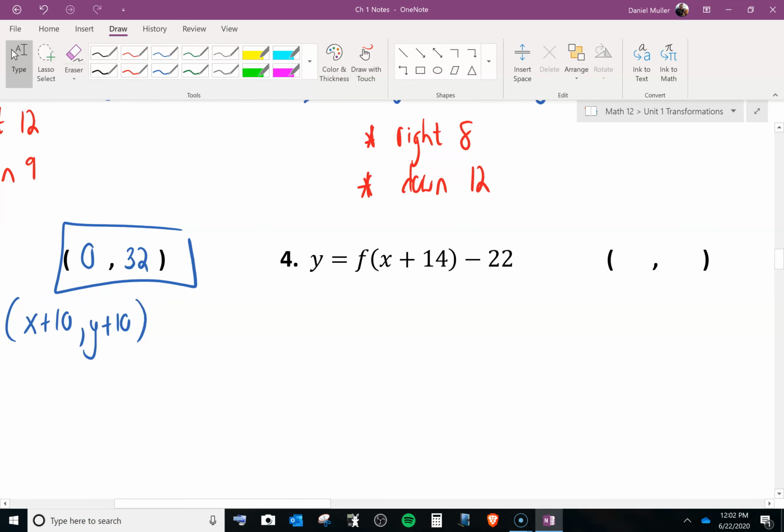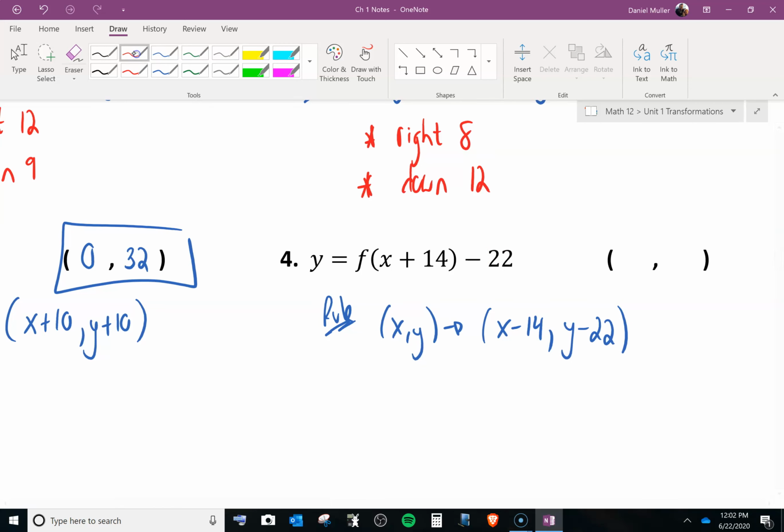And lastly, for our rule, we're going to take an x and y coordinate, and for the x it says plus 14, so I'm going to minus 14. And for the y on the outside it says minus 22, and I'll do exactly that. If you're in the x direction and you're minusing 14, that means you're going to be moving left. Left by 14, because the negative direction is moving towards the left. So minusing 14 is left, and then minusing 22 is going to be down. The negative direction for y is down, so you're going to go down 22.